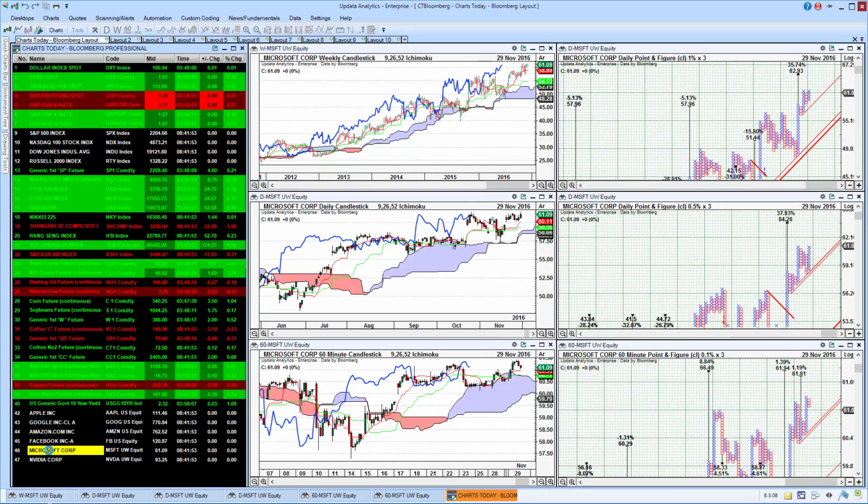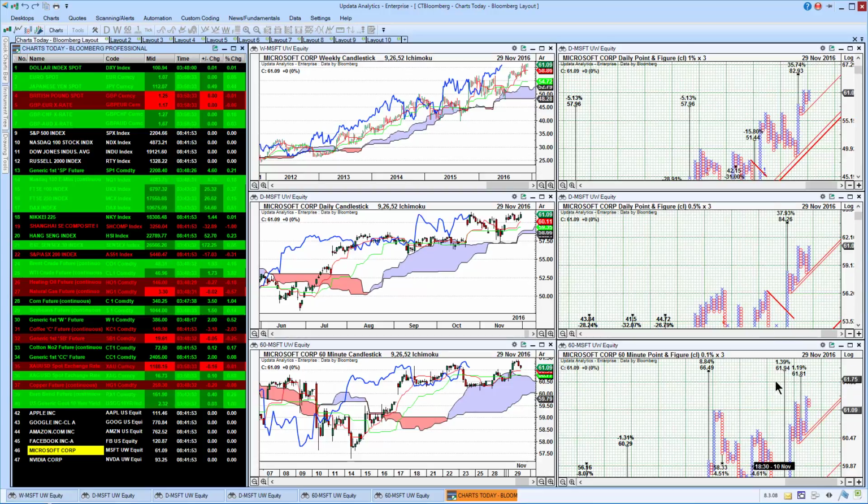Microsoft making new all-time highs this year, taking out the 2000 high, really just running. Look at that trend, doubled in price over the last few years, and strong targets to the upside, and some very good short-term targets here and above the cloud as well.